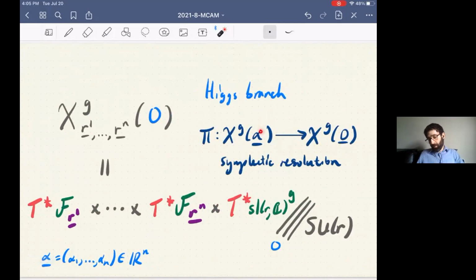And when I choose a more generic value of alpha, the stability vector, that in fact is a symplectic resolution. In fact, it's a crepant resolution of this particular singular Higgs branch. So in fact, this is our X, and if you like, this is our X tilde from the very beginning when I was talking about symplectic duality.